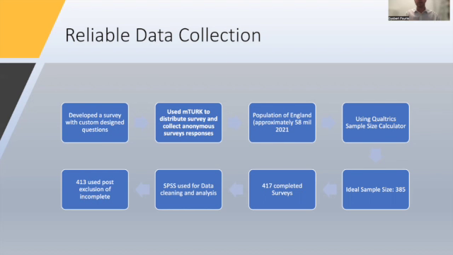I used SPSS for data cleaning and analysis, and I was able to use 413 samples for data analysis at the end. That's after exclusion of incomplete samples. By incomplete samples, that's where they've consented to the data being collected, but they didn't actually complete any of the questions in the survey.